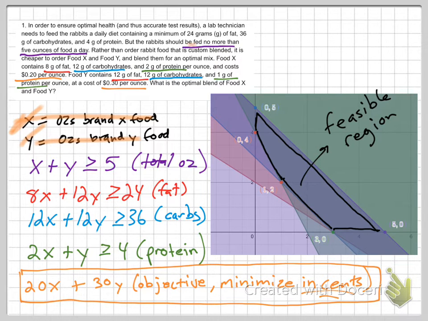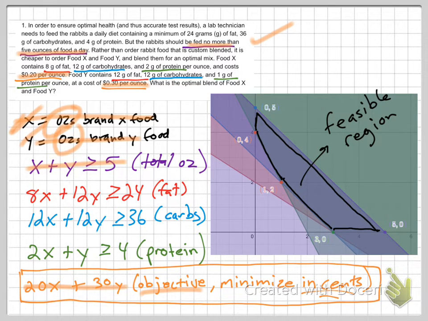We know that the rabbits should be fed no more than 5 ounces of food a day, right? We also know that food costs $20 per ounce and $30 per ounce. What is common in both of those? Ounces. We know ounces are going to be x and y. So go ahead and write x plus y has to be greater than or equal to 5 for that. Go ahead and write 20x plus 30y is going to get you your objective function.